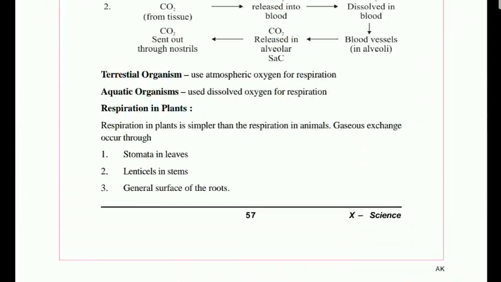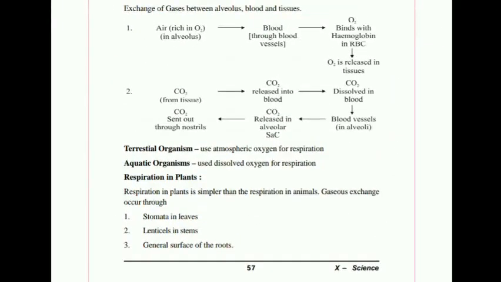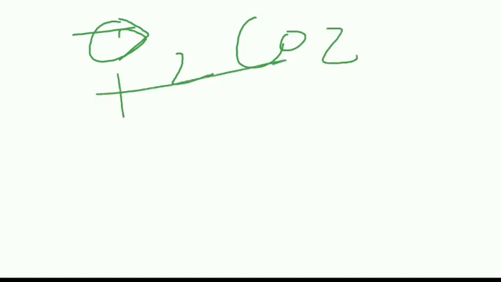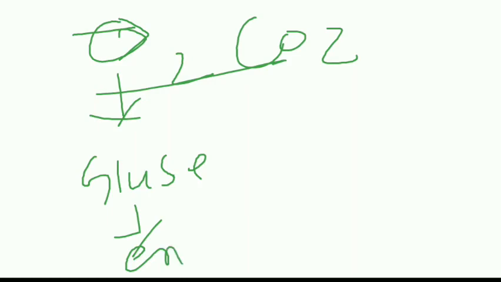Now this is the end of this respiration chapter. So what did we study in this chapter? Have a quick recap. We studied that respiration is a process in which breathing takes place, O2 is in, CO2 is out. This O2 is utilized to break down glucose to form energy.